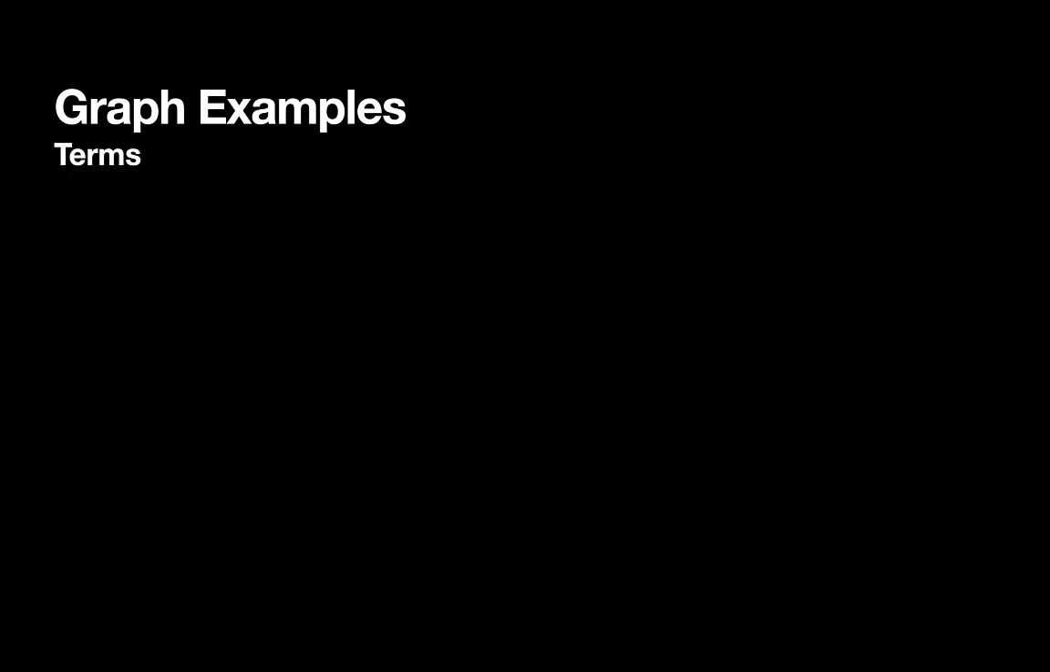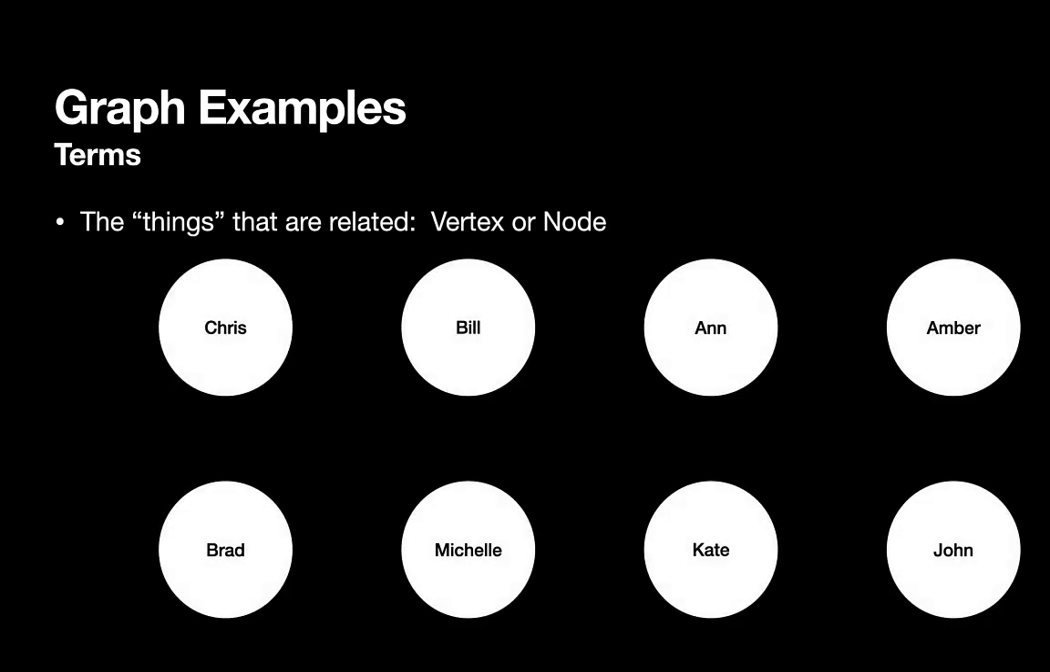Okay, so let's introduce some terms to be a little bit more formal about this. So the things that are related are referred to as a vertex or a node. So in my example, each of the people would be considered a vertex or a node.